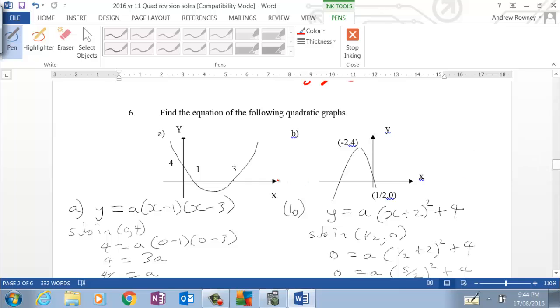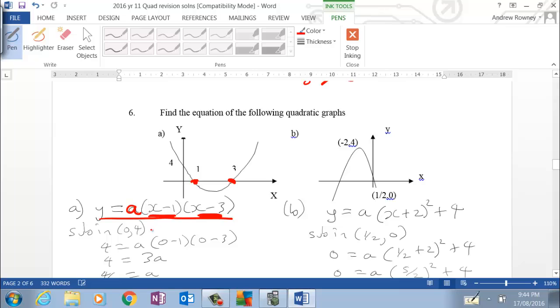For question 6, two quadratics, we need to find the equation. You start off with the general form. It's got two factors that come from the two x-intercepts, 1 and 3. So there's x take 1 and x take 3. Put a general A out the front because that determines the width of the graph.